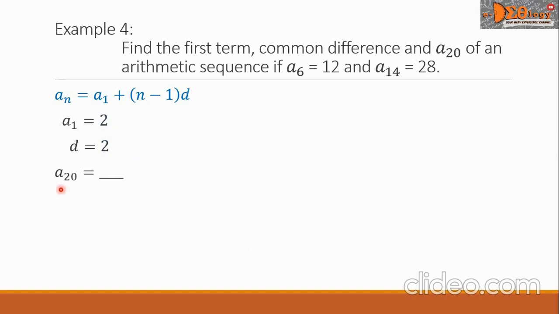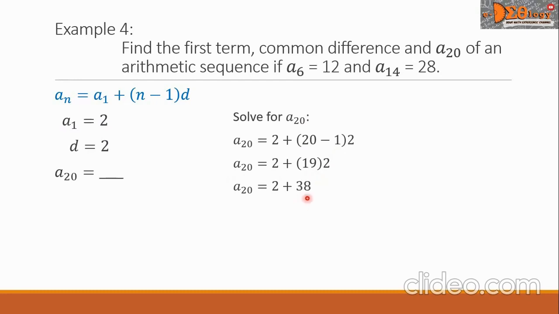So we are now ready to solve for a sub 20. Using our general term formula, the a sub 20 equals 2, that is the first term, plus the quantity 20 minus 1 times d, which is also 2. Then simplifying further, 20 minus 1 gives 19. So we have a sub 20 equals 2 plus the product of 19 and 2. So 19 times 2 is 38. And then 38 plus 2 is 40.